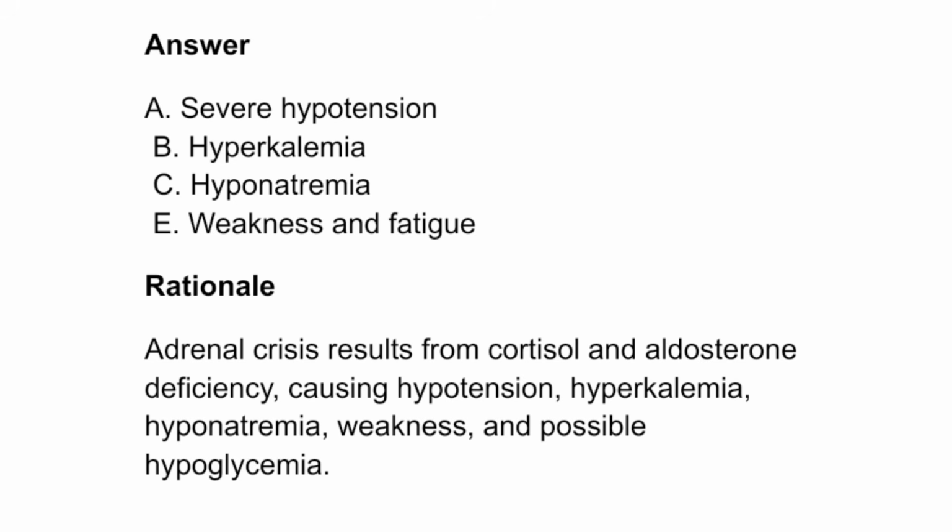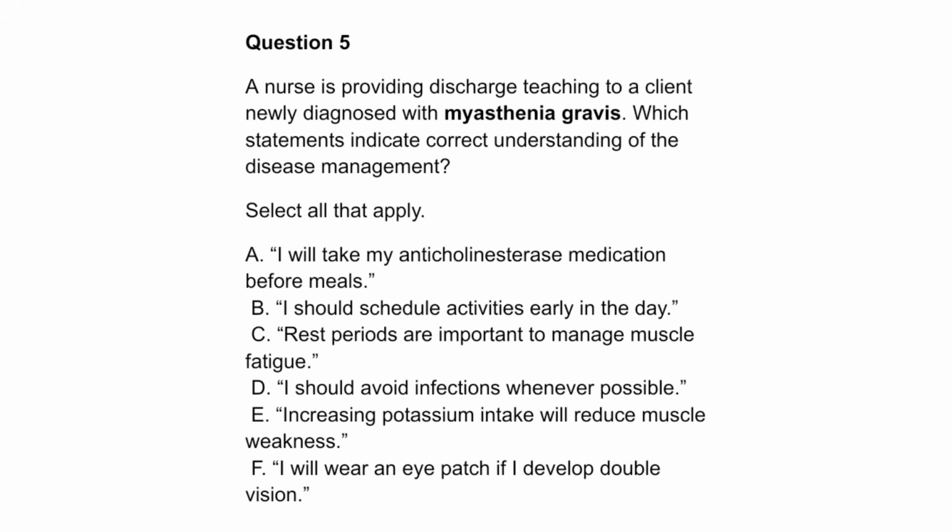Answer. A. Severe hypotension. B. Hyperkalemia. C. Hyponatremia. E. Weakness and fatigue. Rationale. Adrenal crisis results from cortisol and aldosterone deficiency, causing hypotension, hyperkalemia, hyponatremia, weakness, and possible hypoglycemia.